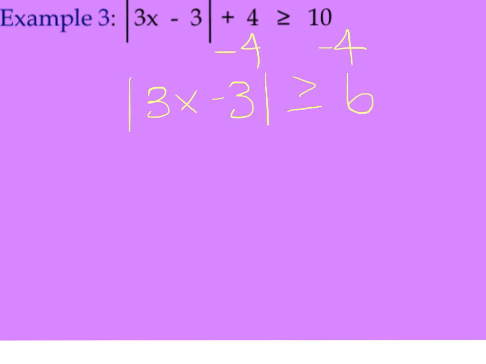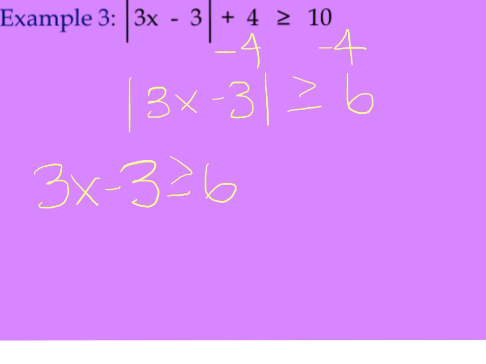Now I hope it's clear that because my absolute value symbol is alone on one side of the inequality, now I'm ready to split into two inequalities. I'm sorry, I should have said two inequalities. Alright, so the first inequality is going to be 3x minus 3 is greater than or equal to 6.